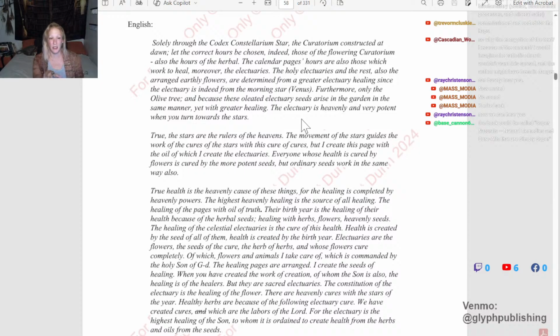Now, I have Venus here. It's not Venus. It's the sun, the morning star. I initially thought it was Venus, but it's not. It's just the regular old sun at dawn.